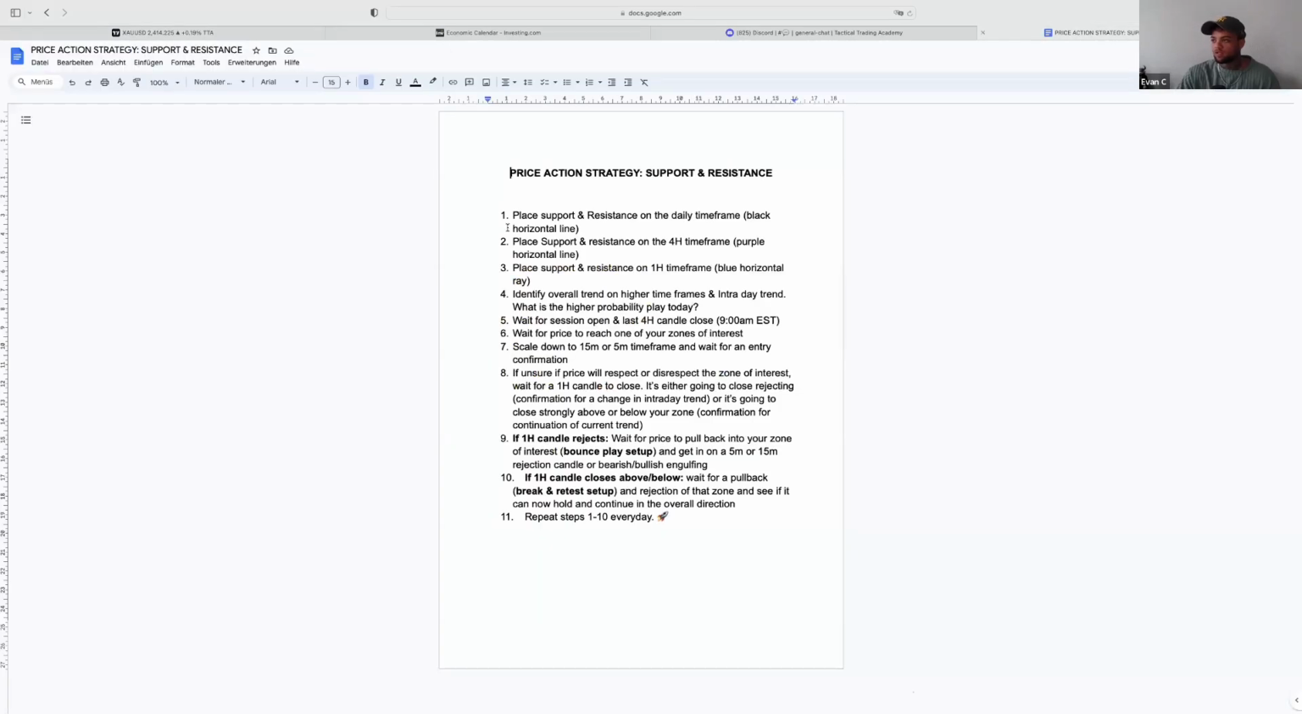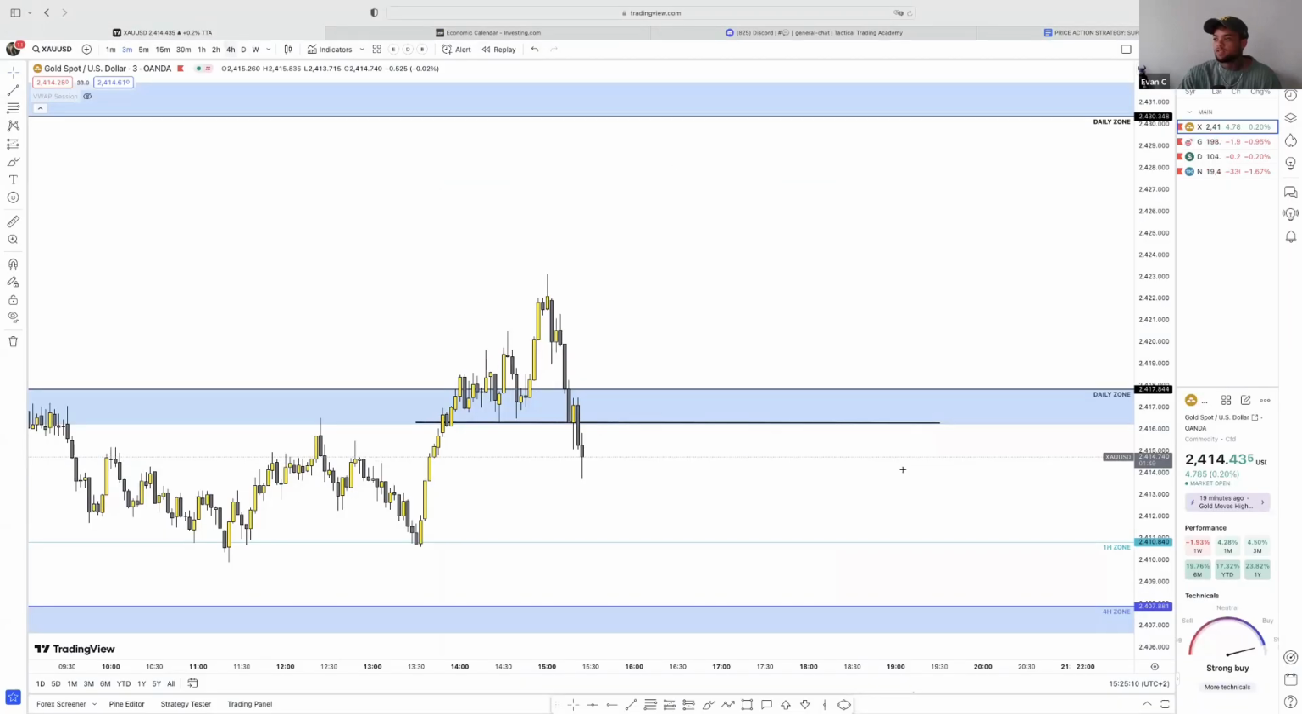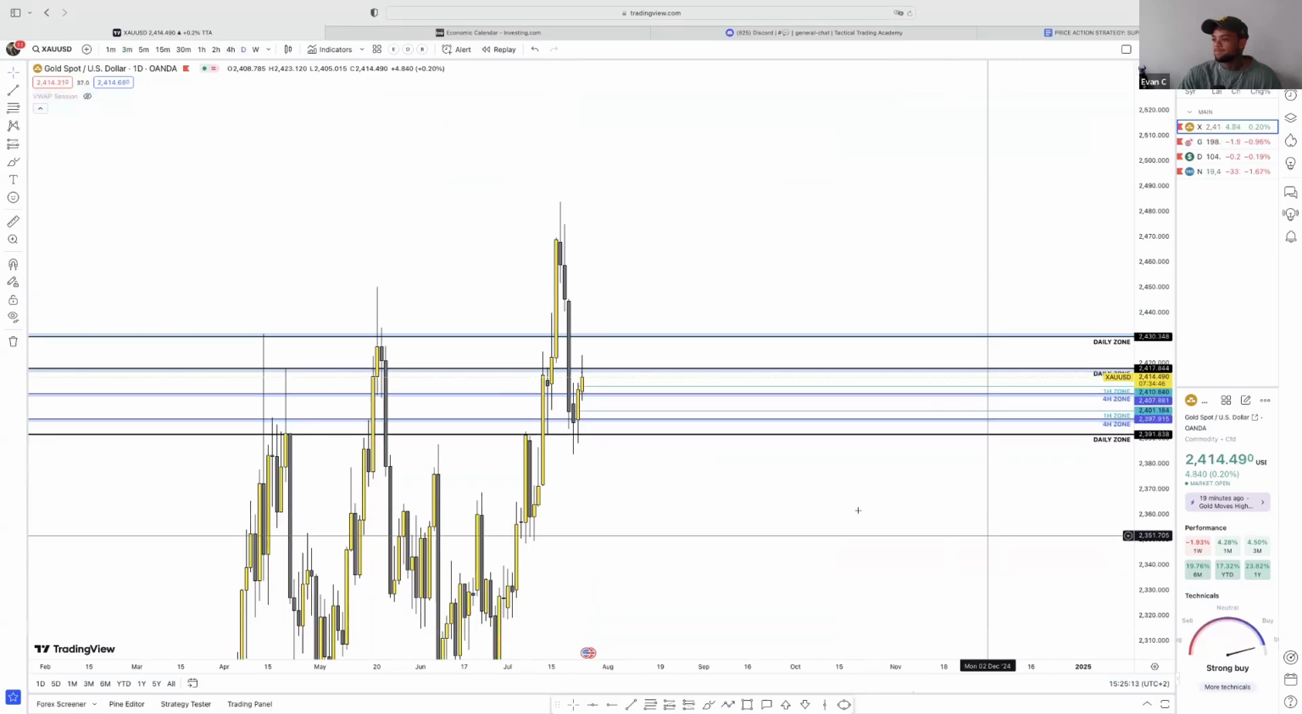Here, basically, I wrote down everything that you guys need to know. We'll start off on point one, right? So my price action strategy, which is place support and resistance on a daily time frame, which is a black horizontal line. So we'll go back here, go into the daily, and see what we get.